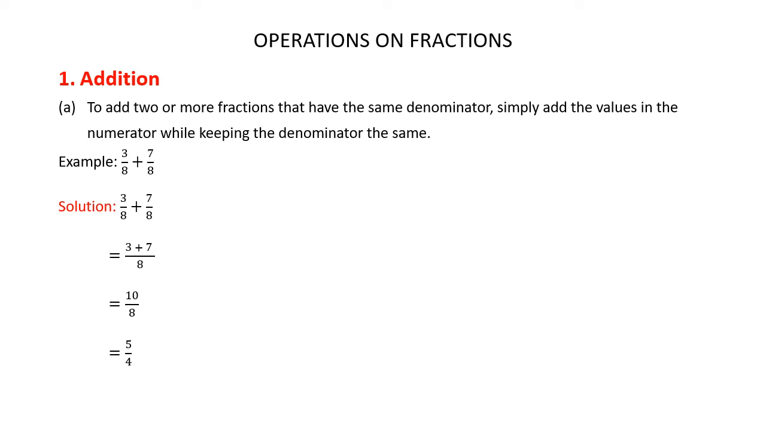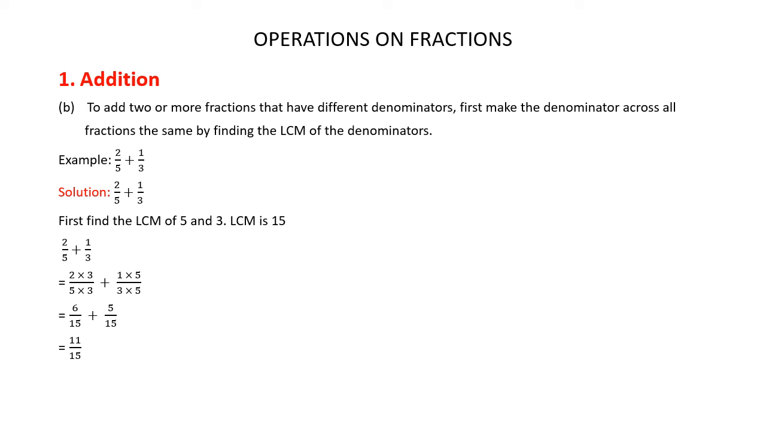Now to find the numerator of the answer, you just have to add the values of the numerators of the given two fractions. So you have to add 3 plus 7, which is 10. So 10 is the numerator of the answer and 8 is the denominator of the answer. So you get the fraction 10 by 8. Now when you simplify 10 by 8, you will get the fraction as 5 by 4. So the value of 3 by 8 plus 7 by 8 is 5 by 4. When you add the two fractions 3 by 8 and 7 by 8, you get 5 by 4 as the answer.